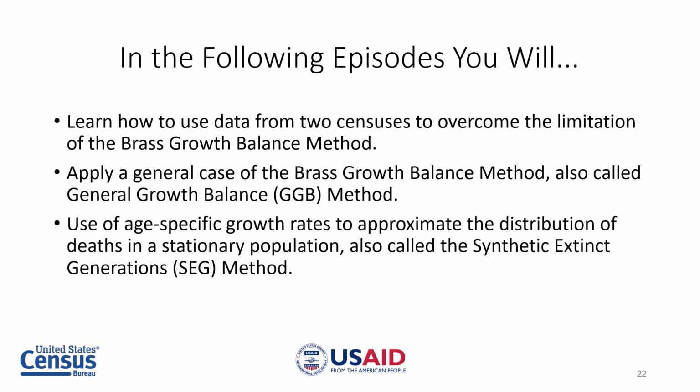Let's assume that you have data from 2 consecutive censuses. Then, instead of using the Brass Growth Balance Method, you will use the Generalized Growth Balance Method, which incorporates observed age-specific growth rates in the intercensal period. The second method, the Synthetic Extinct Generations method, also uses data from 2 consecutive censuses to generate age-specific growth rates and compare the observed distribution of deaths to the expected deaths in a stationary population. A stationary population is a stable population with 0 growth.